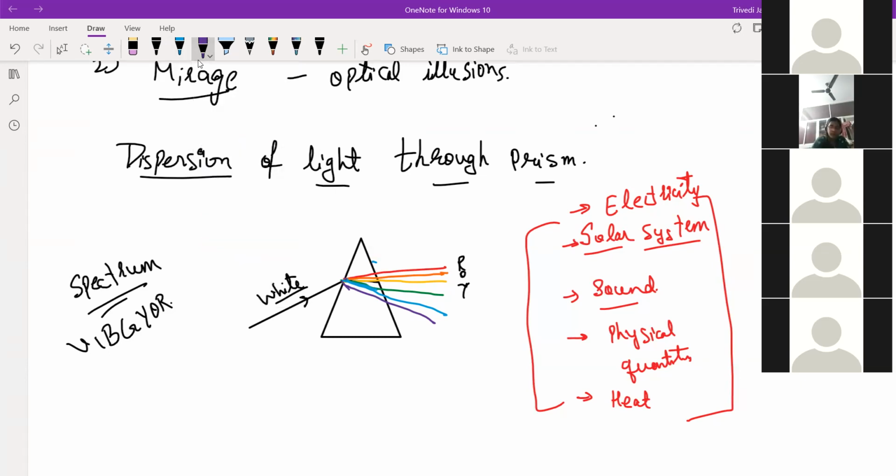Okay, I don't have violet, so I'm just writing it here. You can use dark blue or purple. No, it's not here. I don't have it in this one. Okay.